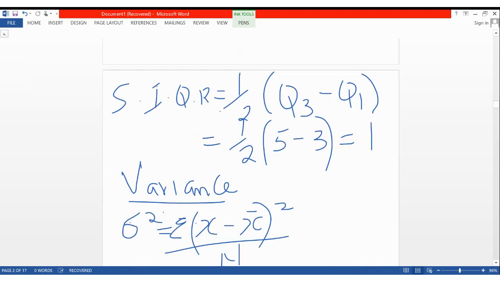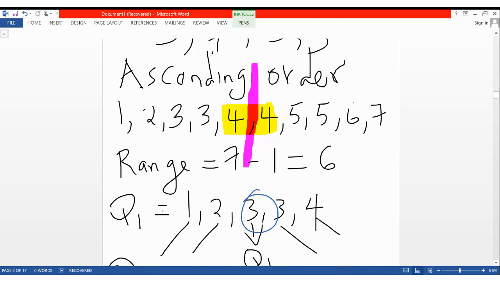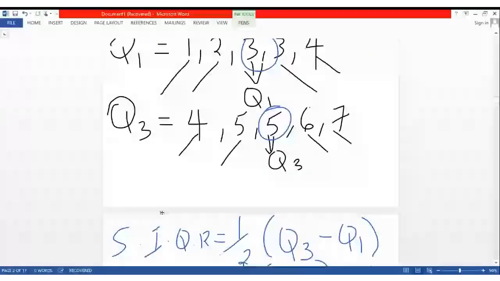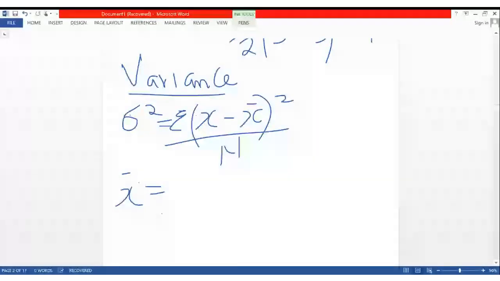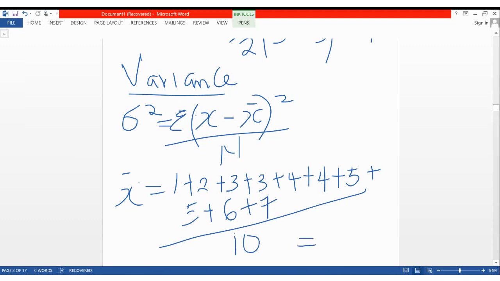Okay, let's see what we are getting there. 1 plus 2 plus 3 plus 3 plus 4 plus 4 plus 5 plus 5 plus 6 plus 7, divided by the total number of numbers. There are 10 of them. Can someone give me the value of that, if you have done it? The mean for that one? Anybody who has done it? None. Okay. If you add those numbers, let me see on my calculator.